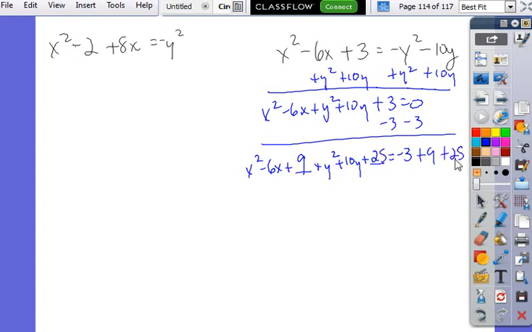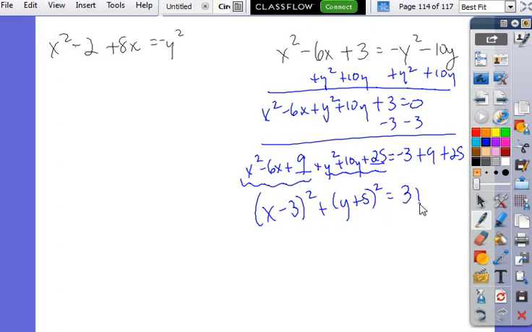Here's where some of us are getting messed up. I'm going to take these 3. That whole thing breaks down as (x − 3)². Why is it minus? Because it's a minus 6 right there. And then I'm going to break these 3 down, and that's going to be (y + 5)². Why is it plus? Because it's plus 10. I'm going to add up all the stuff on the right and get 31. Well, there's my equation.